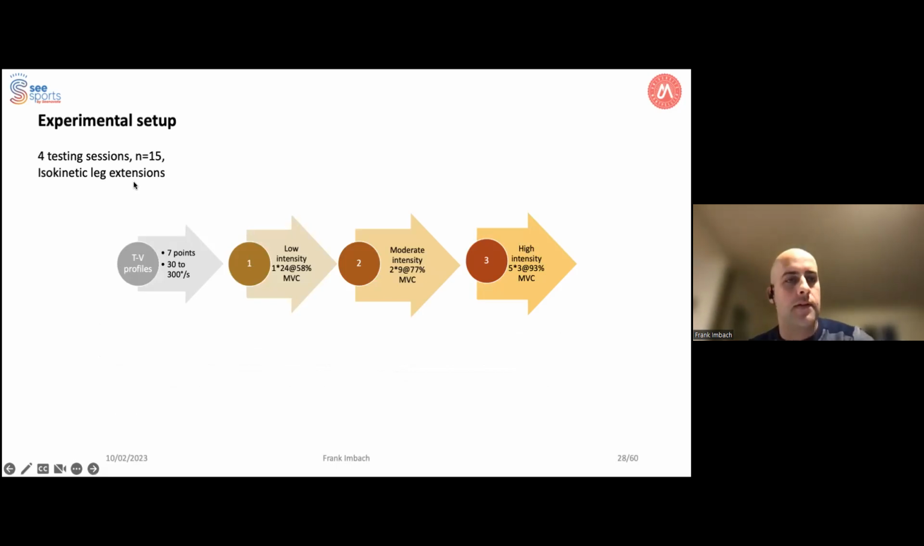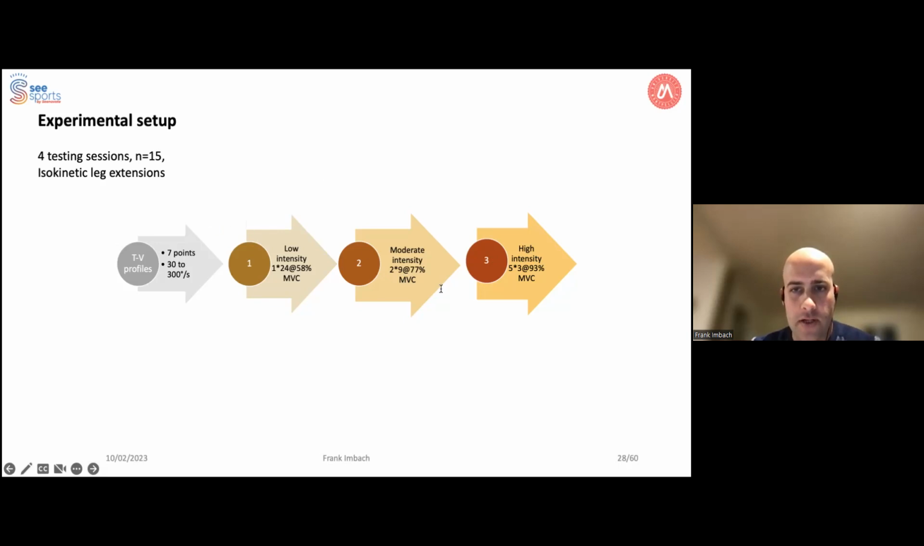So this is the experimental setup. We have four testing sessions, 15 participants, amateurs or professional athletes that train at least 3 times a week. And the 4 testing sessions start with the gray one, which is a torque velocity profiling on an isokinetic dynamometer. So from this session, we get linear profiles to exponential profiles. They were very heterogeneous. And then we have three sessions which were theoretically volume equated.